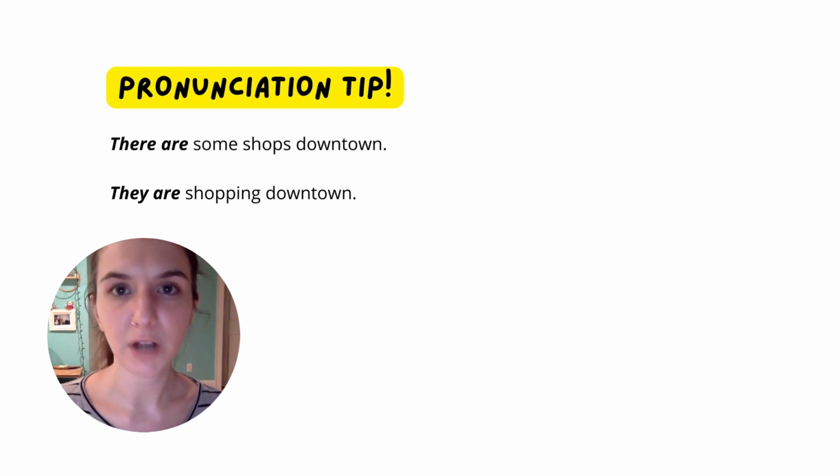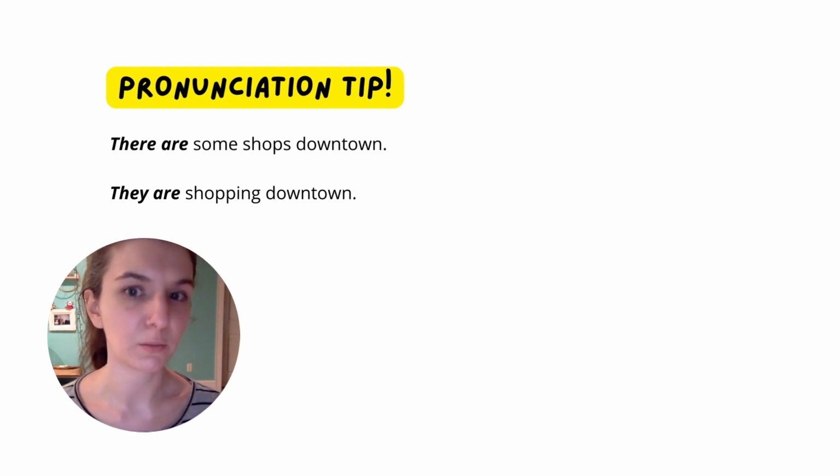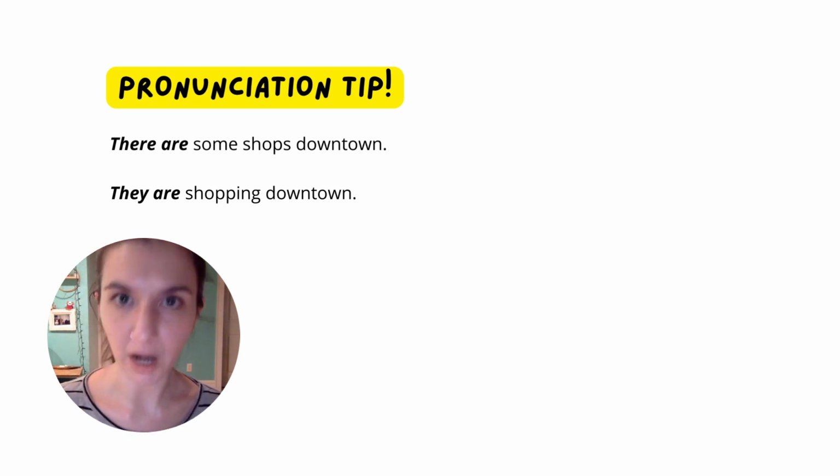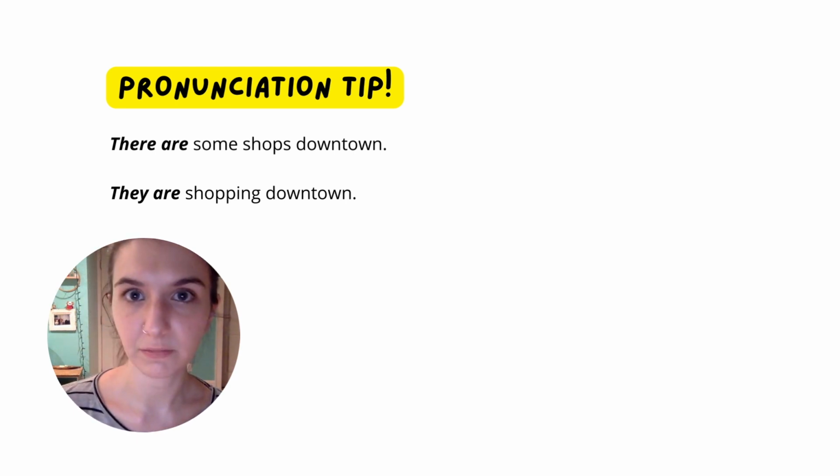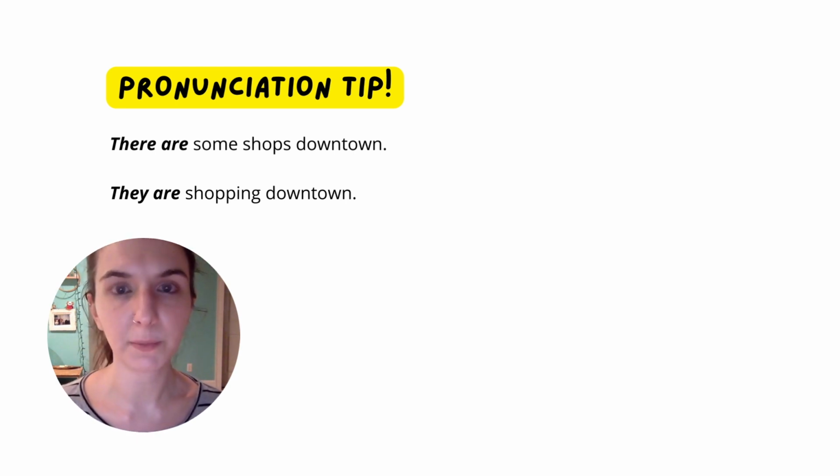Of these two sentences: "There are some shops downtown." This is describing the location of some shops. Versus, "They are shopping downtown." This is telling us what a person is doing downtown. There are some shops downtown. They are shopping downtown.